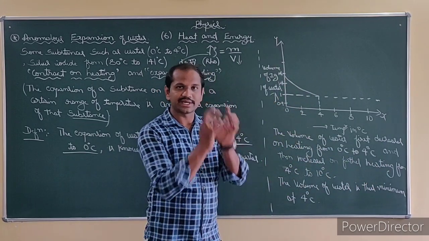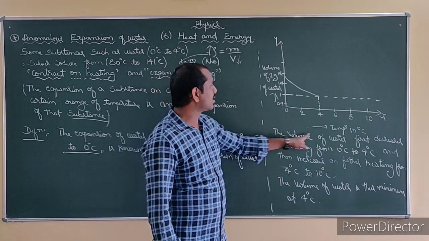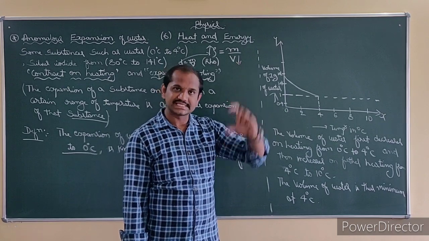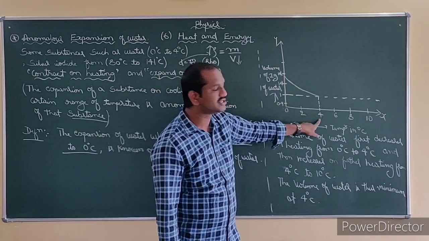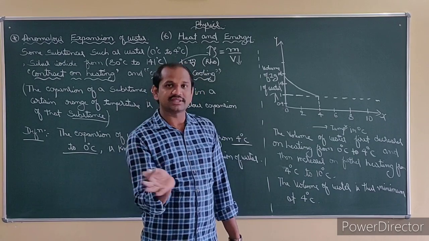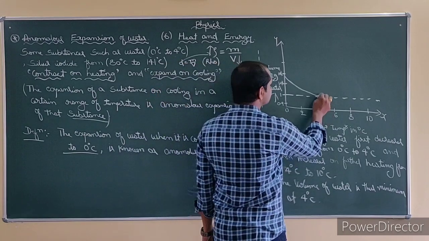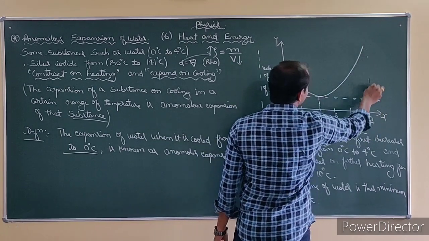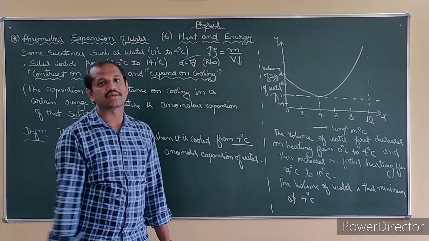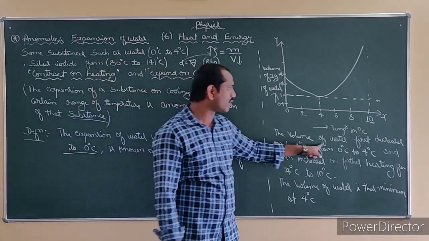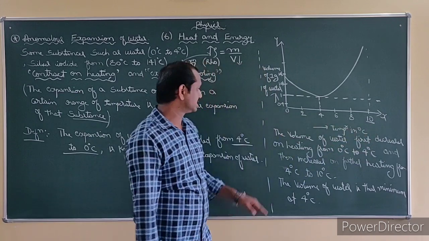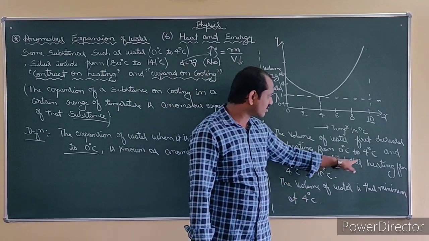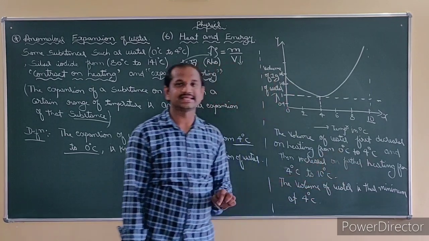When you are heating the water, what happens? The volume of water first decreases, from 0 degrees Celsius to 4 degrees Celsius. On further heating, after 4 degrees Celsius, it keeps on increasing until 10 degrees Celsius. That is the anomalous behavior of water. The volume of water first decreases on heating from 0 to 4 degrees Celsius and then increases on further heating from 4 to 10 degrees Celsius.